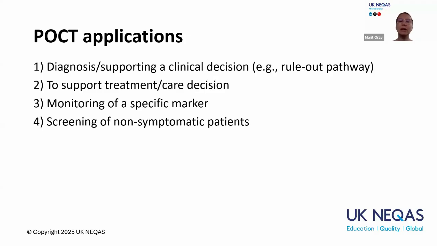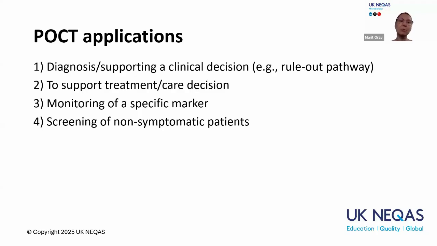So, for example, supporting the clinical decision, that could be testing for cardiac troponin to confirm or rule out if a person has a myocardial infarction. And to support treatment or care, for example, that could be testing for C-reactive protein, when you're not necessarily understanding what infection exactly the patient has, but you're just looking whether or not it's appropriate to prescribe antibiotics for the patient. So slightly different applications.